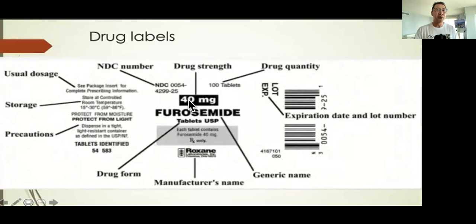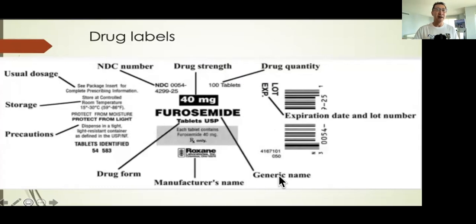This is 40 milligrams. This is Lasix, furosemide, 40 milligrams. Going clockwise, this is a drug bottle. So drug quantity: there are 100 tablets in this bottle. To the right, lot number and expiration date from the manufacturer. And also down here, to the right, the generic name, furosemide.